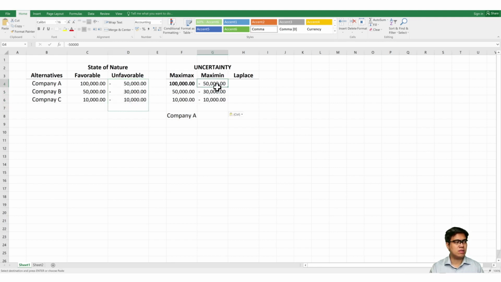Okay, so given those different scenarios, which is the best outcome? Now take note, those are negative outcomes. So you lose negative 10,000, negative 30,000, and negative 50,000. Now what is the best case in this scenario? The best case here is the one that would net you the least amount of loss. So that would be negative 10,000. So that would be company C.